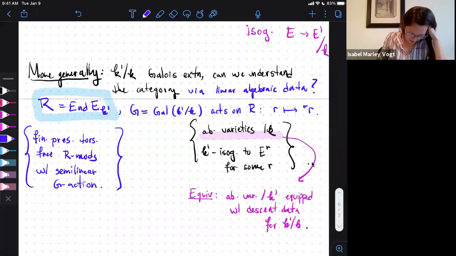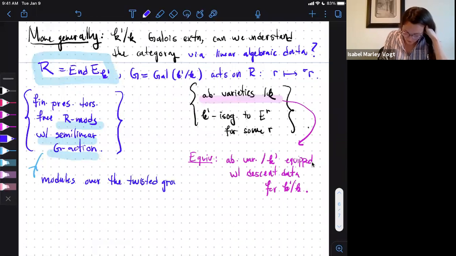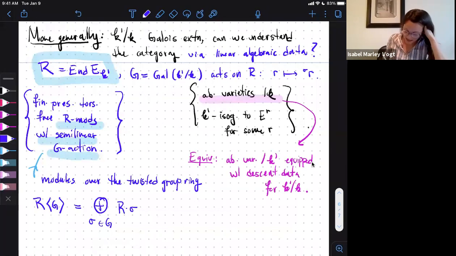And we can actually make this a little bit more, we can phrase this in a different way. So this is the same thing as modules over the twisted group ring. So I'm going to write that as R angle bracket G. Well, it's indexed by elements of the group G, so a copy of R for each one of these elements.